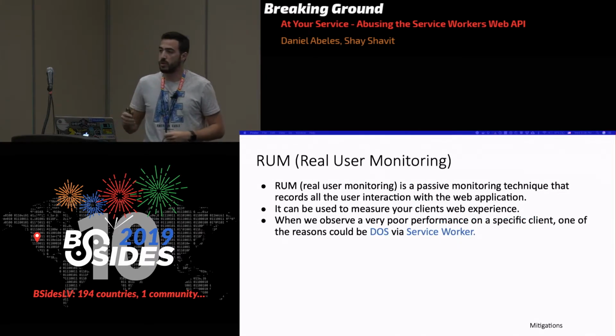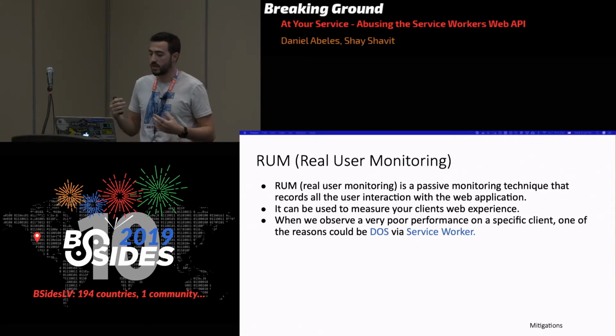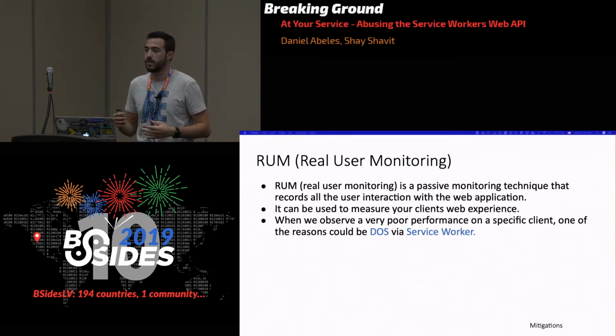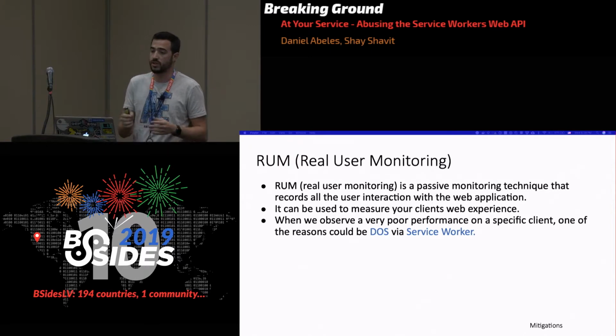You can also try to implement real user monitoring, or RUM for shorthand. RUM is a passive monitoring technique that basically gives you visibility into the experience of your web clients. You can measure the experience of your clients. So if you have a client that suffers from poor performance, one of the reasons could be local denial of service via service workers. Again, it is under some restrictions, if the local denial of service has happened only on static content and not just the web page itself.